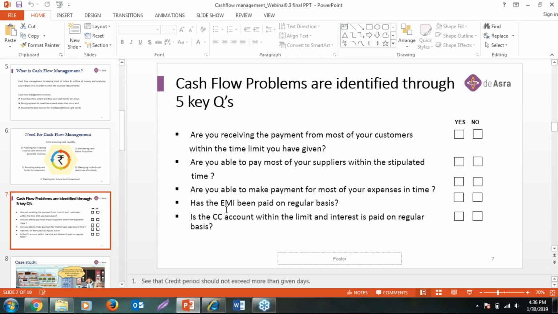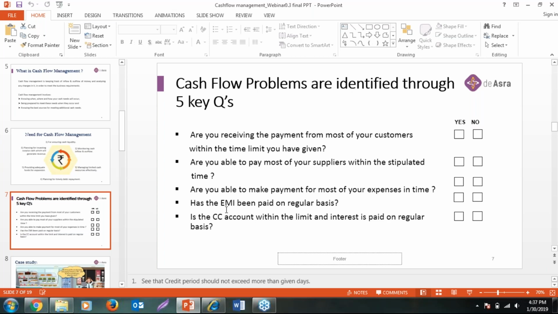Okay. Next is, are you able to pay most of your suppliers within the stipulated time? So all the questions are interlinked, friends. If your customers are paying you in time, then you would be able to pay your suppliers in time. I mean, if you're receiving a payment, then you'll be able to pay. Are you getting it? So it's a cycle. You receive money from a certain person, and you have already purchased certain goods from a supplier, you need to pay him. So this cycle needs to be seen. If problematic, it needs to be corrected, right?